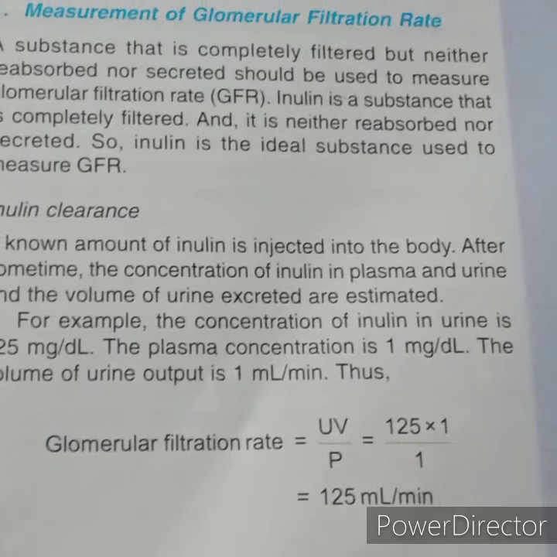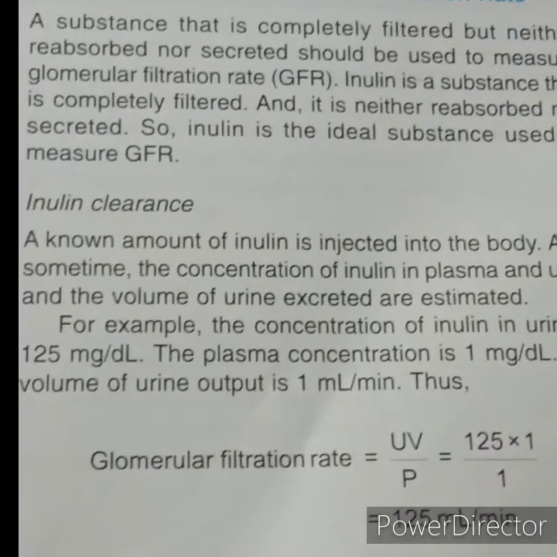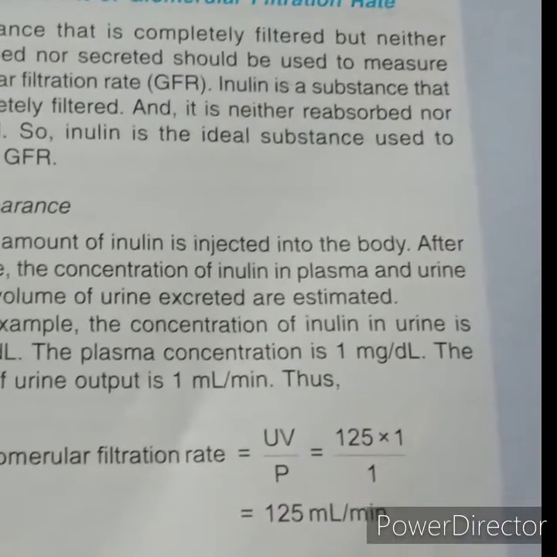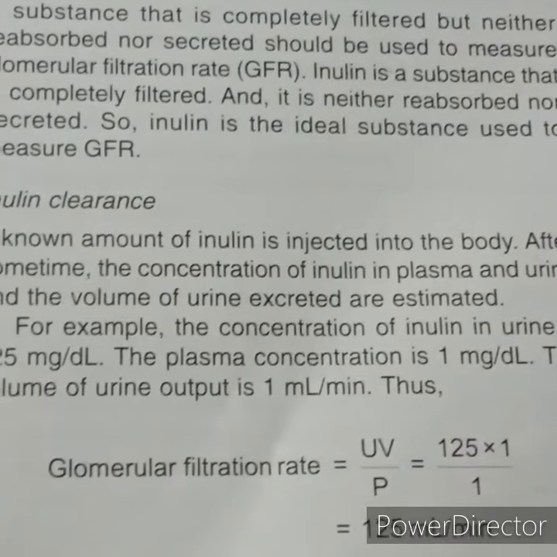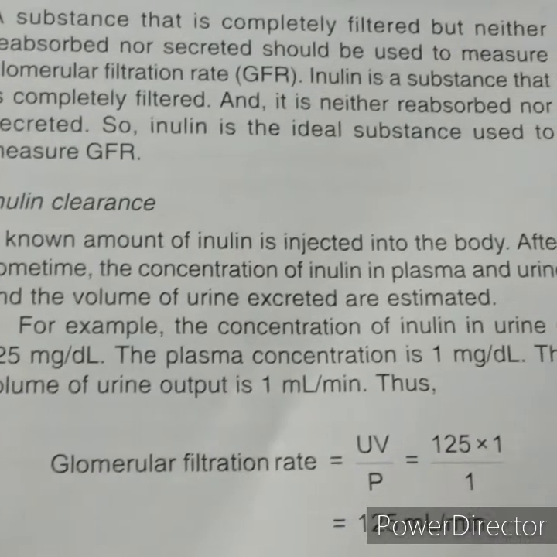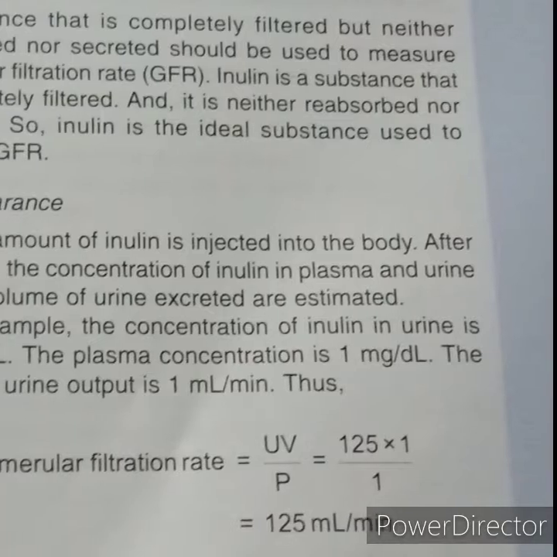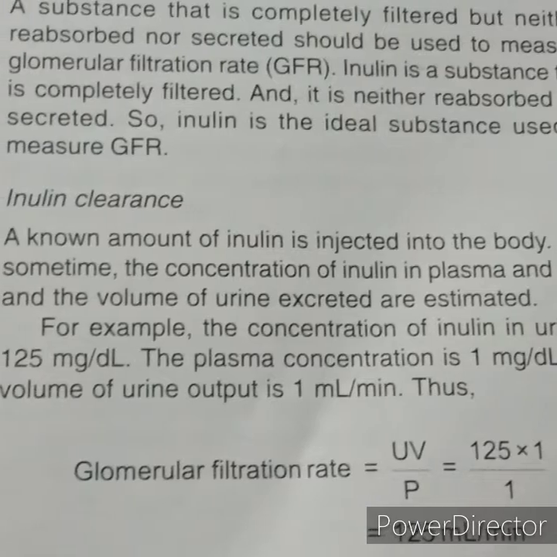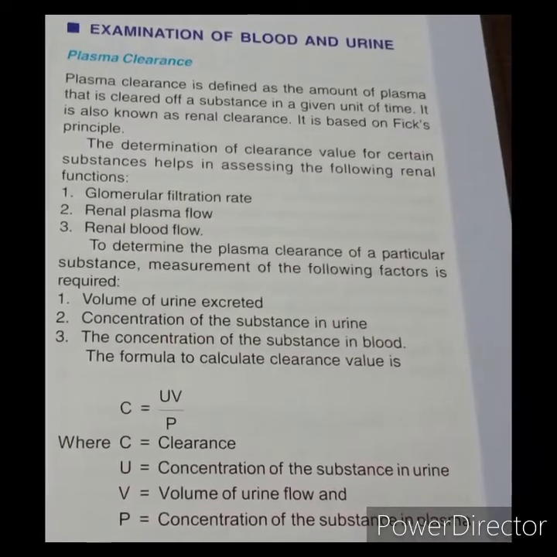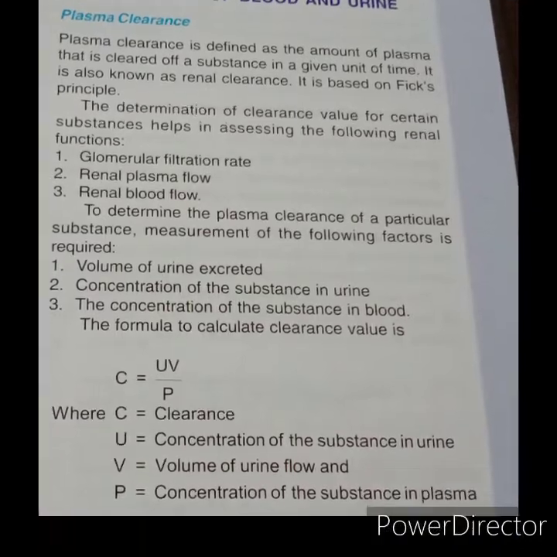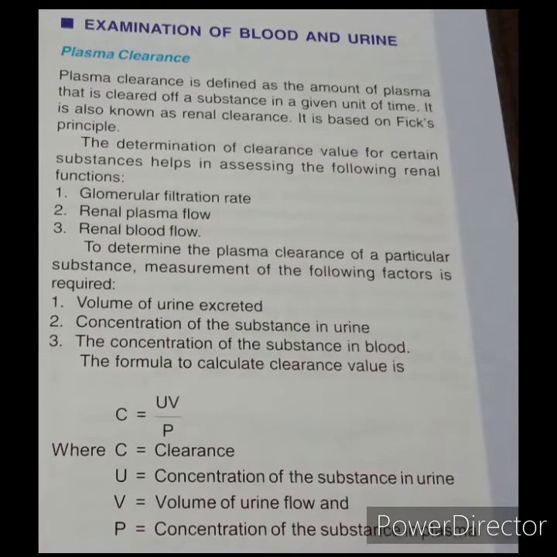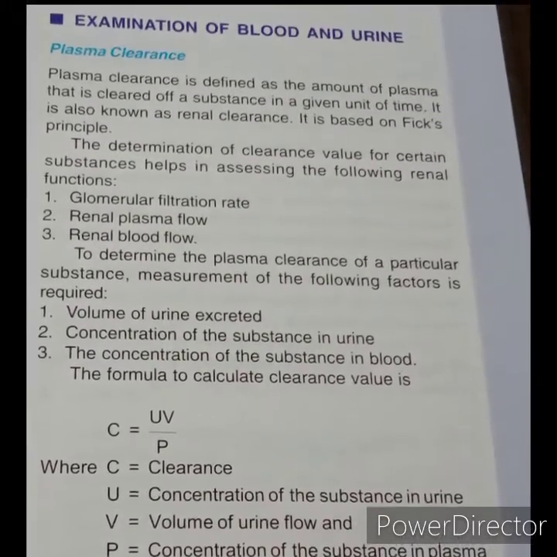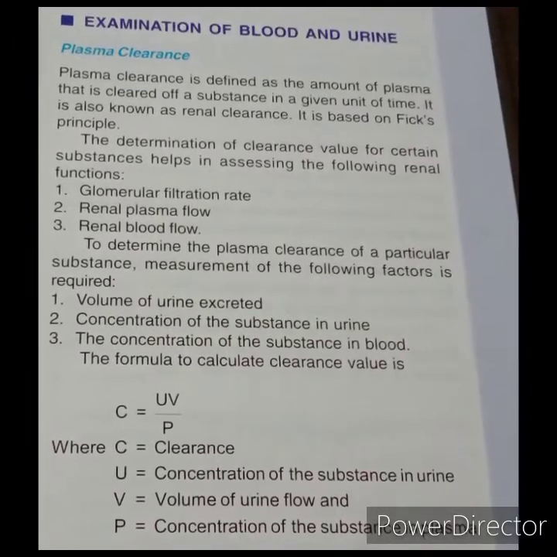Fourth, specific gravity. Specific gravity of urine is the measure of dissolved solute particles in urine. Normally, it is 1.010 to 1.025. The specific gravity is low in diabetes insipidus and high in diabetes mellitus, acute renal failure, and excess medication. Fifth, osmolarity. Normally, the osmolarity of urine is 1200 mmol per liter. It is decreased in diabetes insipidus.